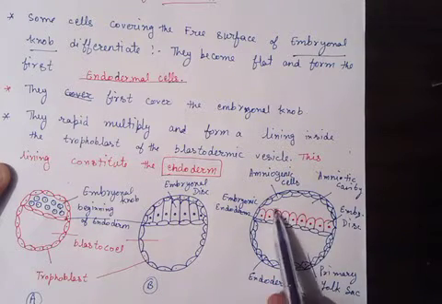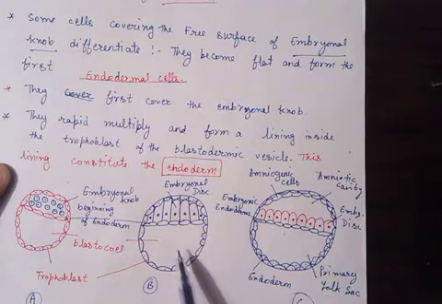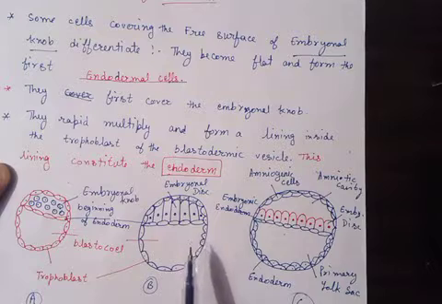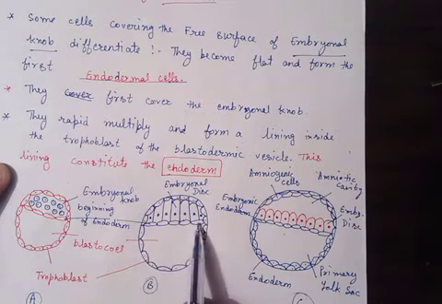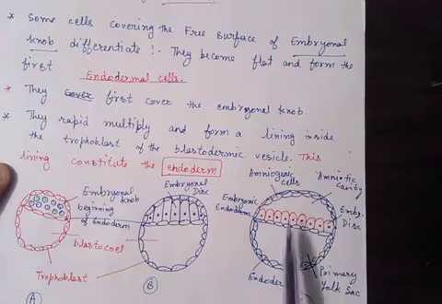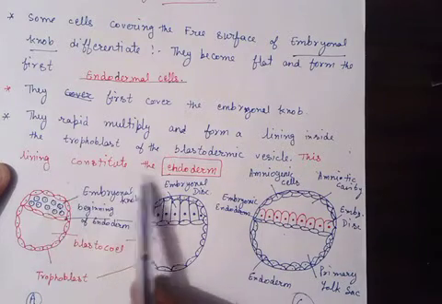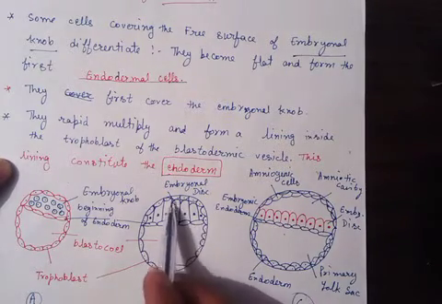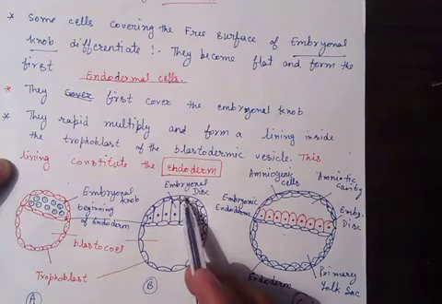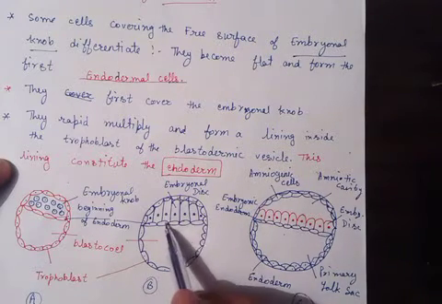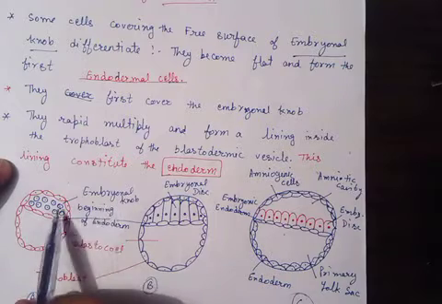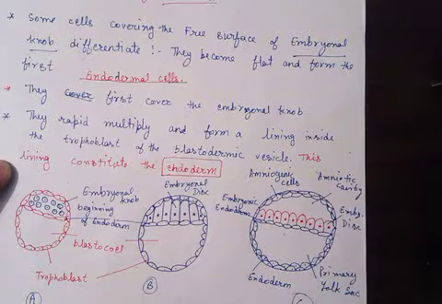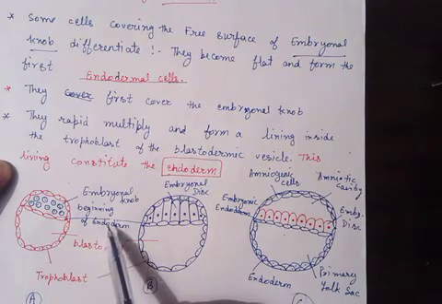Here, the trophoblast has rapidly multiplied cells forming a lining of endoderm. This lining is the endoderm, which is present between the trophoblast and the embryonal knob, and it converts into endoderm.